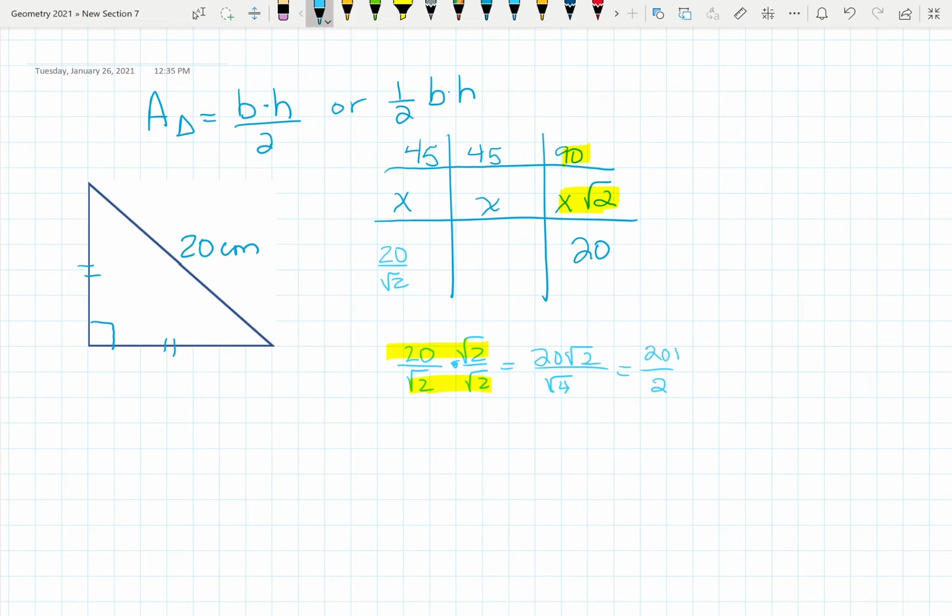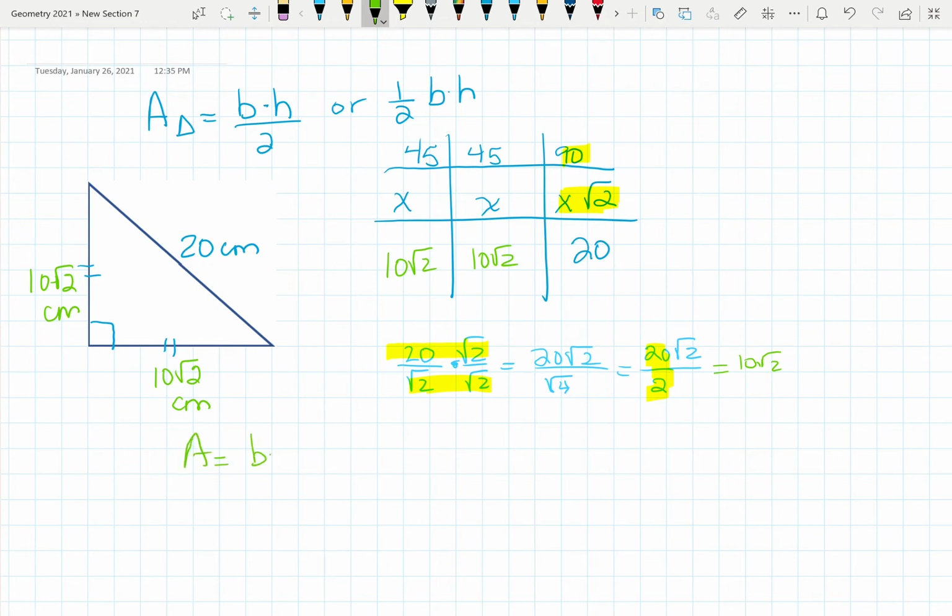The numerator is 20 square root of 2. And then I look and see if I can simplify the coefficient. So 20 divided by 2 is 10. So that simplifies to 10 square root of 2. So that's what these two lengths would be, 10 square root of 2. Okay, so the sides across from the 45-degree angle are each 10 square root of 2 centimeters. And now I need to figure out the area and the perimeter of this right triangle.